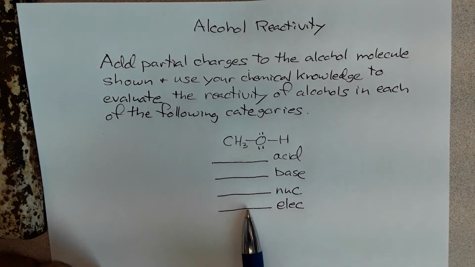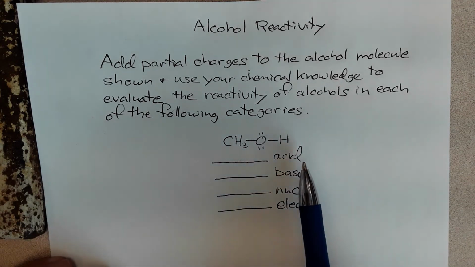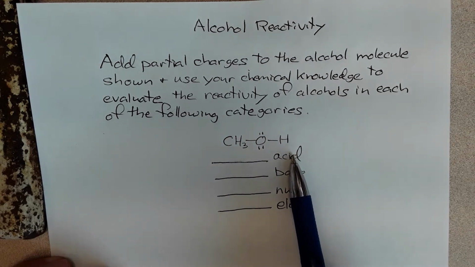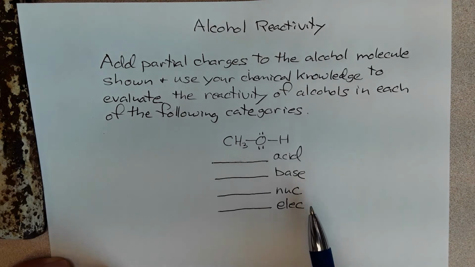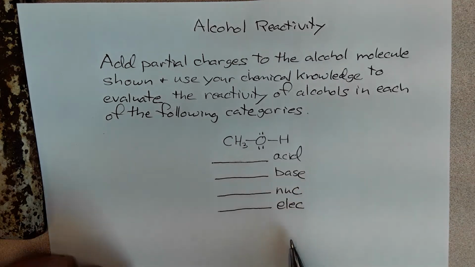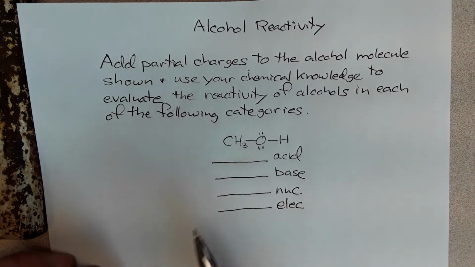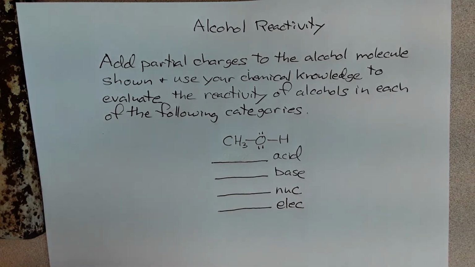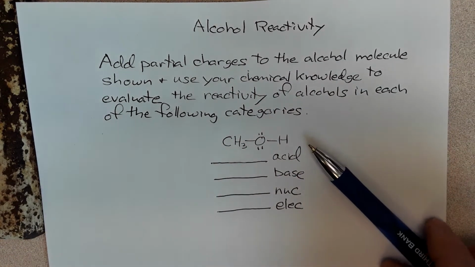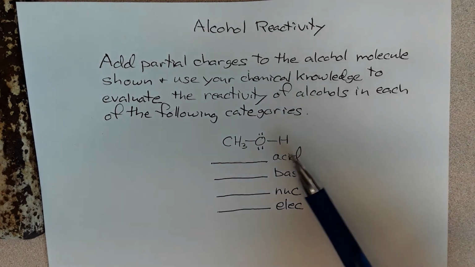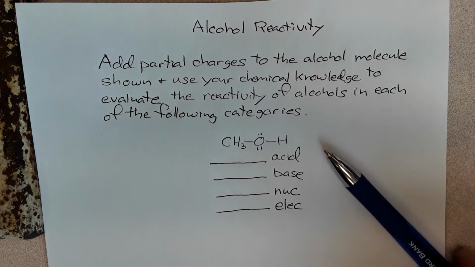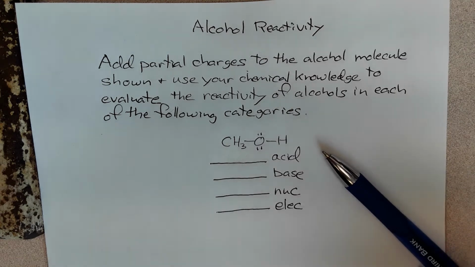So what you're doing is thinking through what you learned first semester about what acids are strong acids, what makes a strong acid, what makes a strong base, what makes a good nucleophile, what makes a good electrophile, and see which of those characteristics correspond to this molecule here. So go ahead and pause the video and do the analysis, fill in the blank here, and then turn it back on and see how you did.